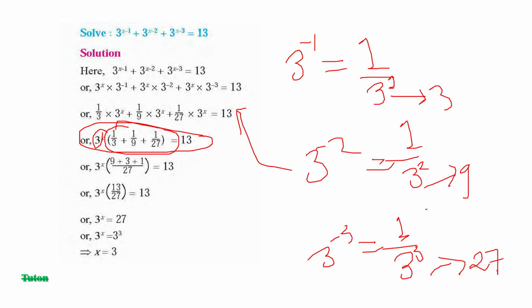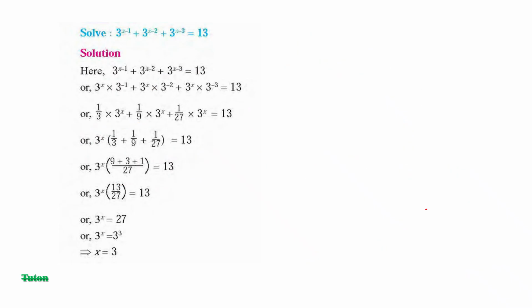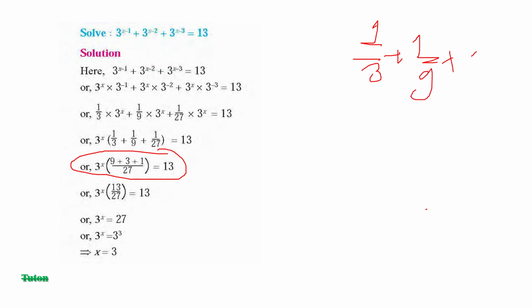On the next step, as indicated in this step, it has taken an LCM. Now I will be explaining this step to you guys. Here we have 1 by 3 plus 1 by 9 plus 1 by 27. It's a simple LCM, though I am going to explain it to you guys. The LCM of 3, 9 and 27 will of course be 27.